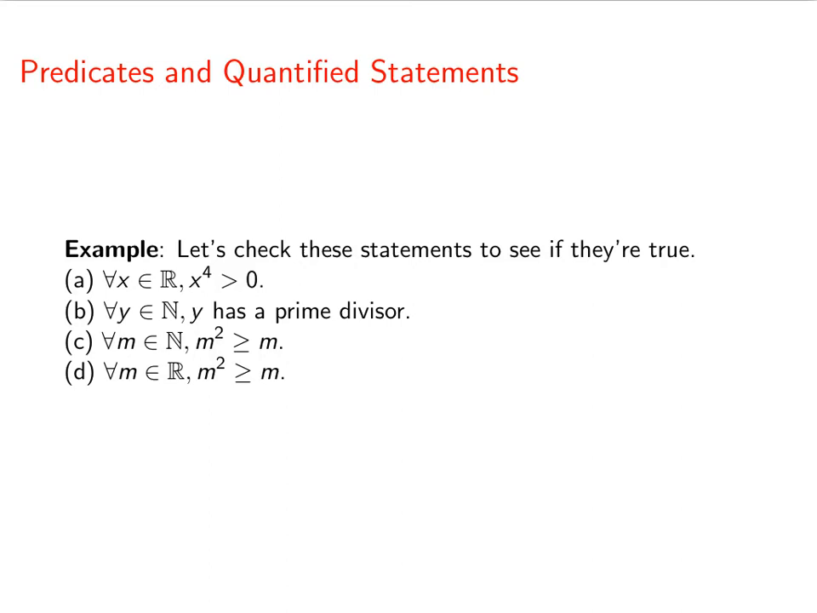Hello, discrete math fans. Let's check these quantified statements to see if they're true. For all x in the reals, x to the fourth is bigger than 0. For all y in the natural numbers, y has a prime divisor. For all m in the natural numbers, m squared is bigger than or equal to m. For all m in the real numbers, m squared is bigger than or equal to m.